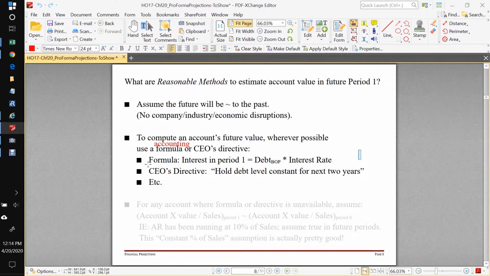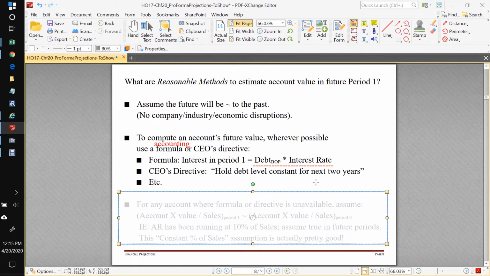Here's an example of a formula. The interest in period 1, as it has been all semester, and as hopefully you learned in accounting too, is going to be the debt at the beginning of the period times the interest rate. And a CEO's directive could be something like this. The CEO or the board of directors or the CFO could say, we are going to hold our debt level constant for the next 2 years. So that would just say debt in year 1 is equal to debt in year 0, etc.